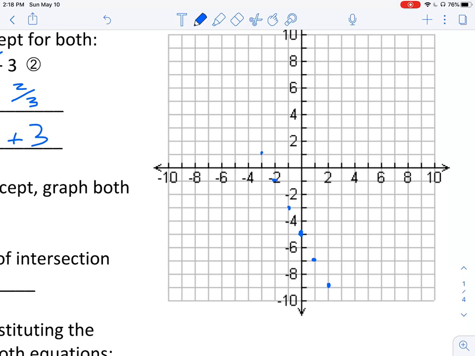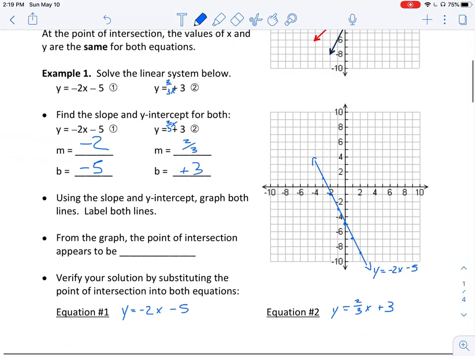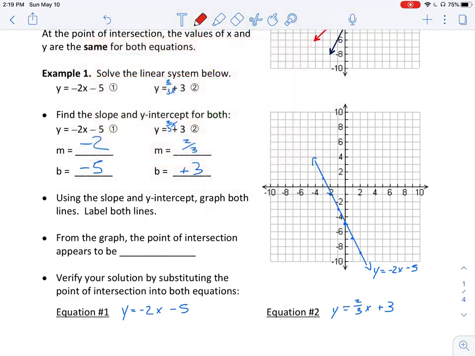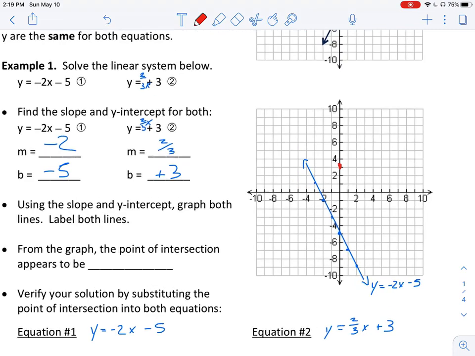Technically, again, you only really need 2 points to draw the line, but I decided to draw a little bit more than that. Hopefully these land all there, roughly like this. So this is y equals negative 2x minus 5. My second equation, y equals 2 over 3x plus 3. I'm going to do that in red. My y-intercept value is positive 3, so there's my y-intercept at positive 3. And my slope is 2 over 3, so up 2 over 3.